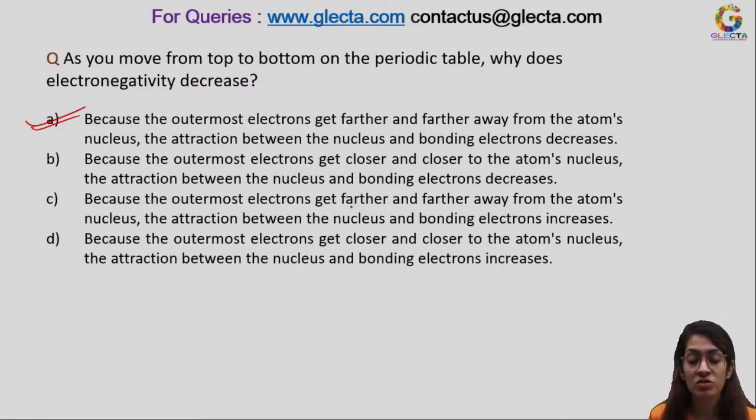No, because the outermost electron gets farther and farther away from the atom, the attraction between the nucleus and the bonding electron does not increase. No, because the outermost electron gets closer to the nucleus, the attraction increases is also wrong. These all are wrong options. Only the correct option is the first one, because when we move down the group, the size increases, the outermost electrons get farther and farther away from the nucleus, and as a result, the attraction between the nucleus and the bonding electron decreases, because of which the electronegativity would also decrease.